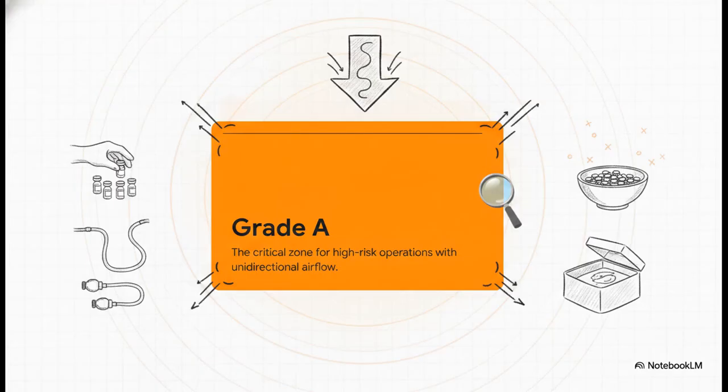Let's see how this builds when we isolate grade A, because this demands your utmost attention. This is the absolute critical zone. It's the space where the most high-risk operational steps happen. We're talking aseptic filling, making aseptic connections, handling stopper bowls, or dealing with open primary containers. Because the risk to the patient is at its absolute highest right here, the environmental controls have to be the strictest, utilizing unidirectional airflow to constantly, literally sweep potential contamination away from the exposed product.